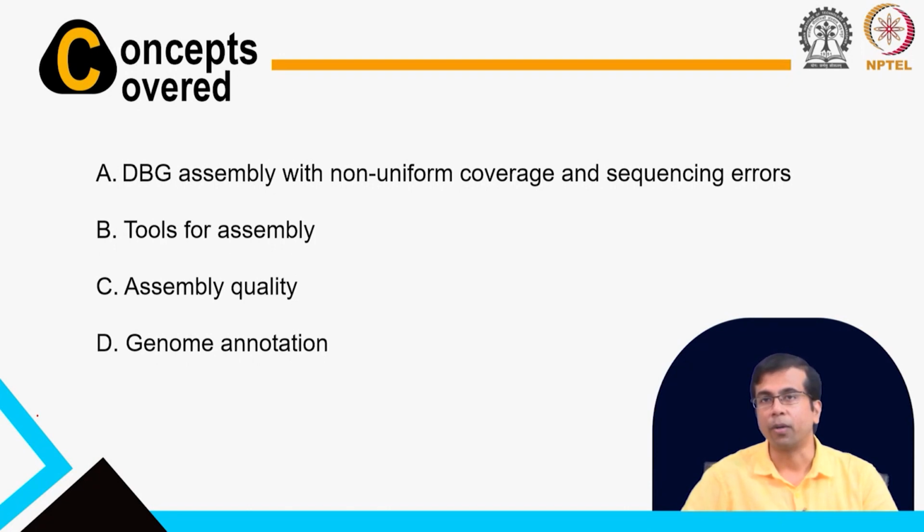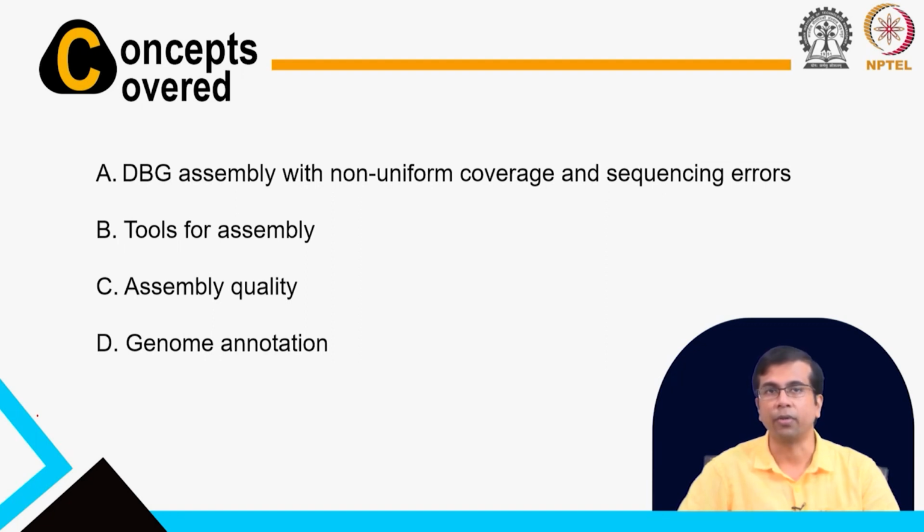We will then talk about the different tools that are available for assembly. These tools are based on the algorithms that we talked about. I will just briefly mention those tools that you can use, and then we will talk about the assembly quality. Once we have assembled the genome, we need to evaluate the quality of the assembly process, whether the assembly is actually good or whether there is some scope for improvement. Those things can be assessed using this assembly quality process.